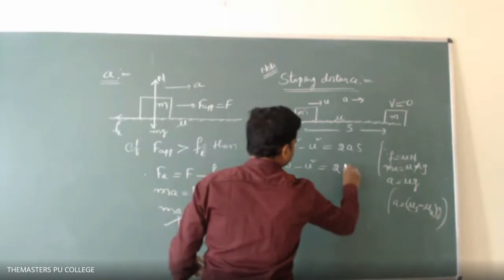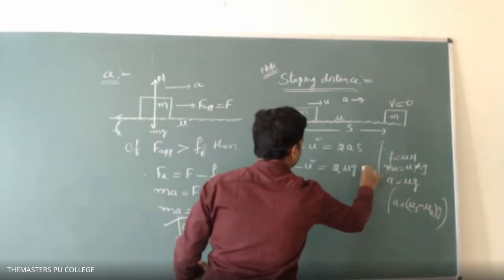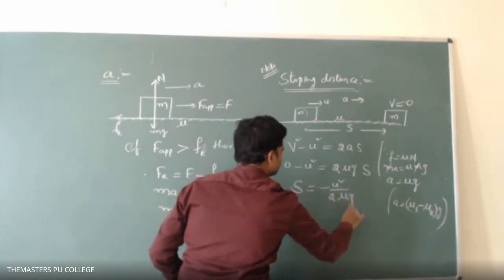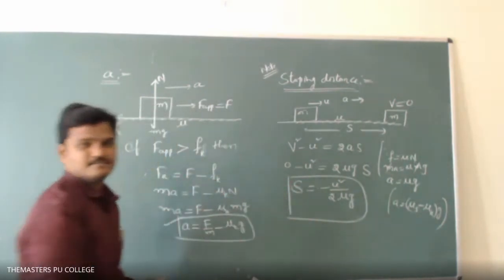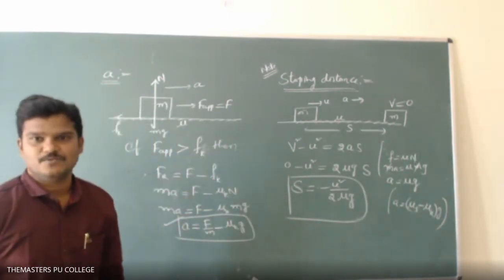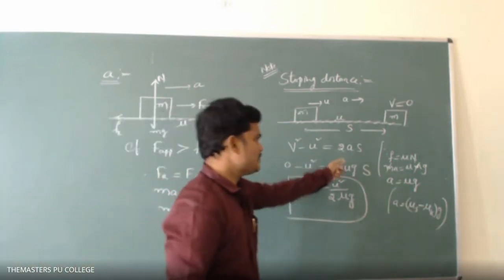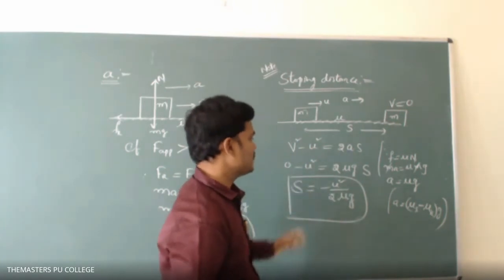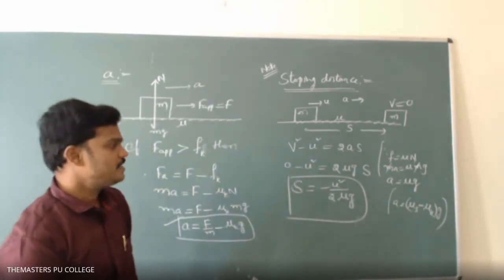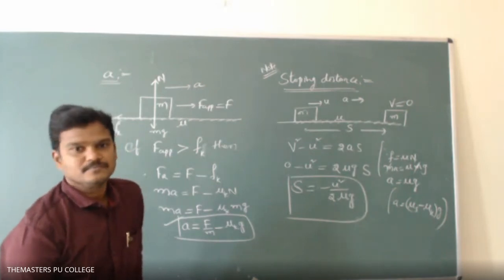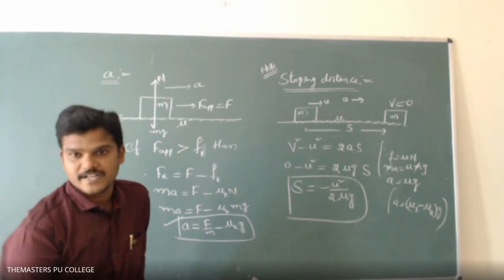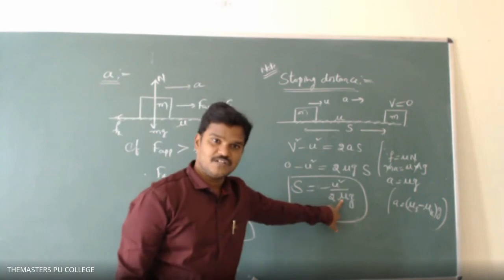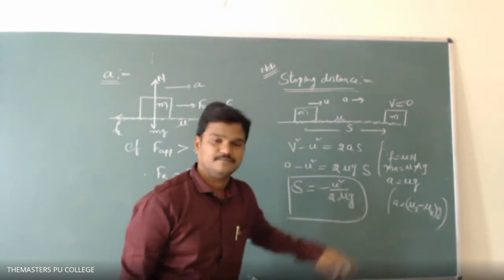Right now, what is this? Mu g into s. Then what is s? S is equal to minus u square by 2 mu g. Minus is nothing but that the body comes to rest. Otherwise, you can write a as minus, then the minus on both sides will be cancelled. So before coming to rest, the body covers this much displacement, u square by 2 mu g. You take the magnitude. Minus is nothing but the body undergoes retardation. This is mu, it's not u. U square by 2 mu g.